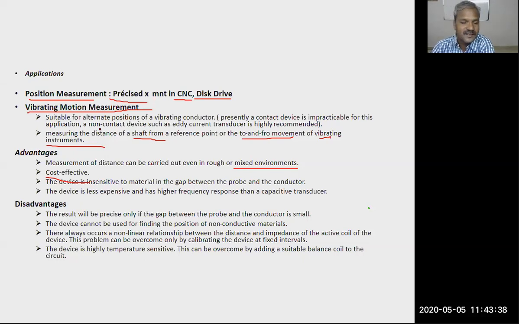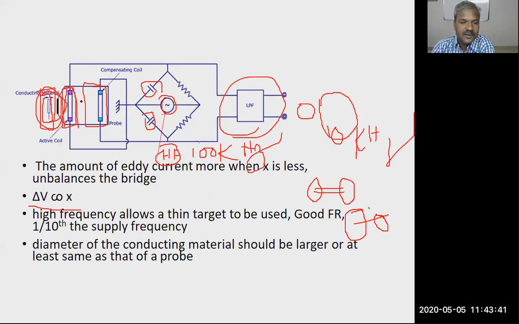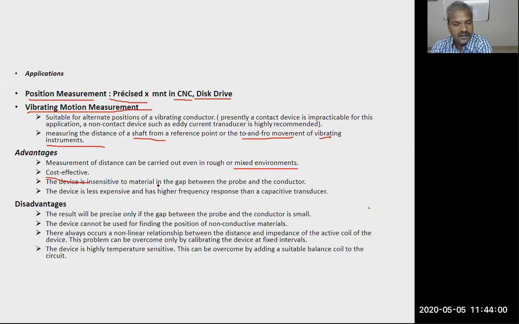This device is also sensitive. Suppose some metal is placed in between the conducting material and the compensating material. If any material is between the conducting plate and the active coil, this is also sensitive to the third material. The device is insensitive to a third material in the gap. That's why it is used in a mixed environment between the probe and the conductor.